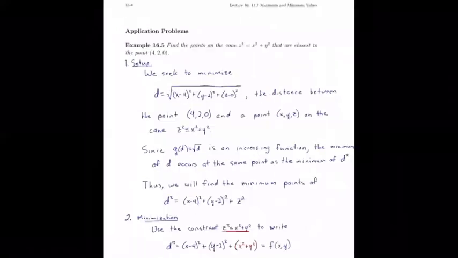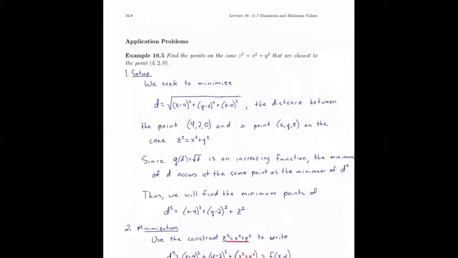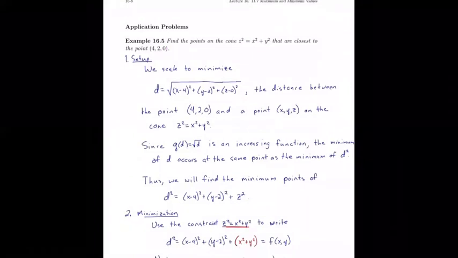So in this example, we're asked to find the points on the cone z squared equals x squared plus y squared that are closest to the point (4, 2, 0). So the points on this cone which are closest to the point (4, 2, 0). Okay, well, if we're trying to find points that are on a given surface and closest to some other point, the best thing we can use is the distance formula.